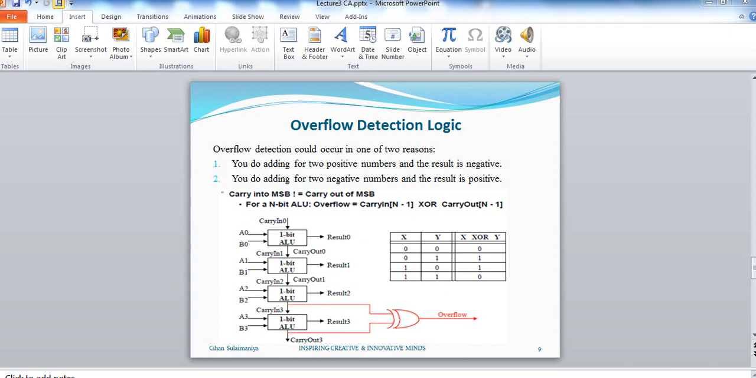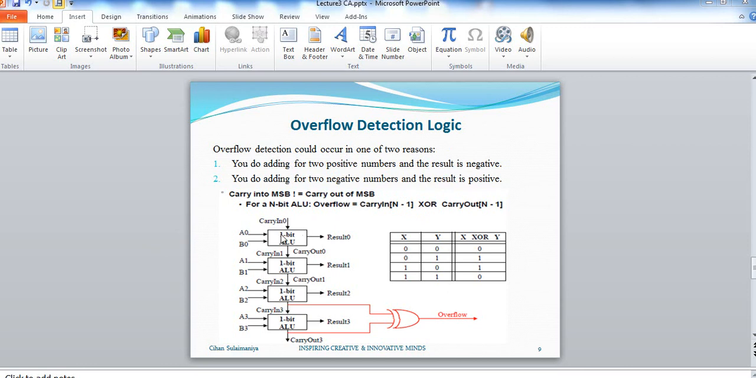Now we are going to practice on the overflow flag register. Just to remind you, the overflow flag happens when you add two positive numbers and the result is negative, or you add two negative numbers and the result is positive. That's when the overflow flag happens.